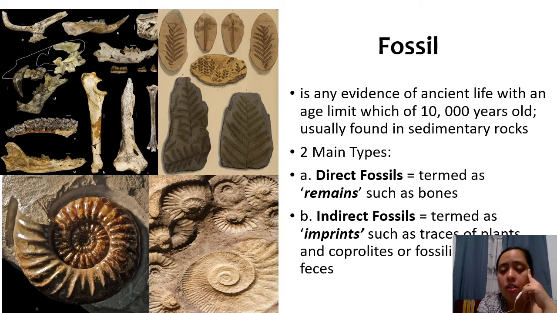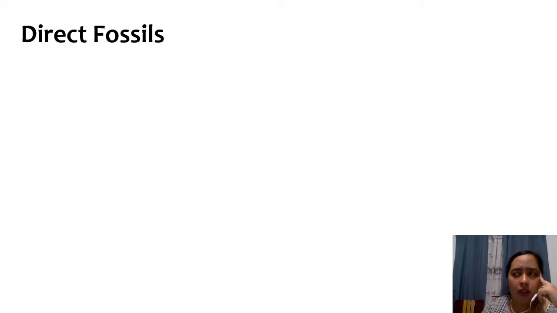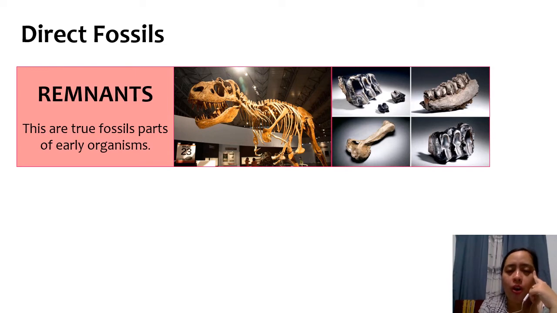We have the direct fossils and the indirect fossils. And I said, these fossils could be subdivided into several forms. Let's look at it. For direct fossils, we have several types. One, we have what you call the remnants. These are true fossil parts of an early organism.